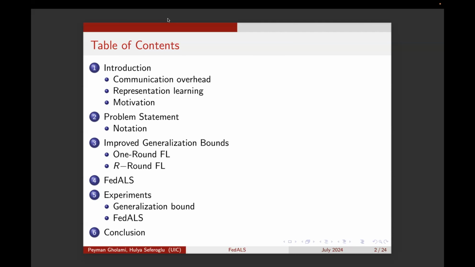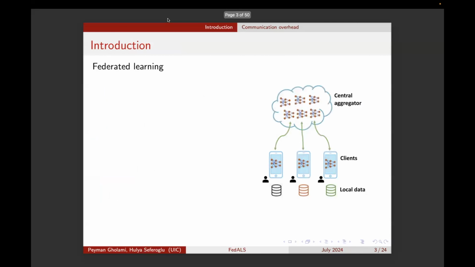Let's start with our table of contents. First, we'll go over the introduction. Next, we'll discuss the problem statement. And in the third section, we'll present the improved generalization bounds. Then we'll introduce an algorithm called FedALS, which is based on the generalization bound analysis. Finally, we'll review the experiments and conclusion.